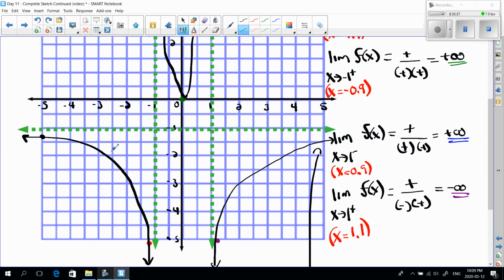It's also concave down from negative infinity to negative 1, concave up from negative 1 to 1, concave down from 1 to infinity.